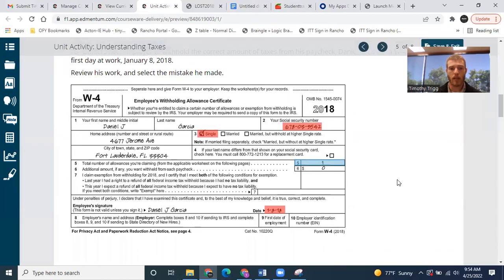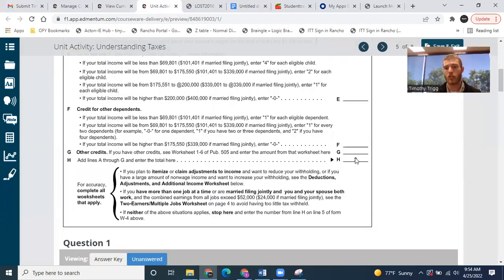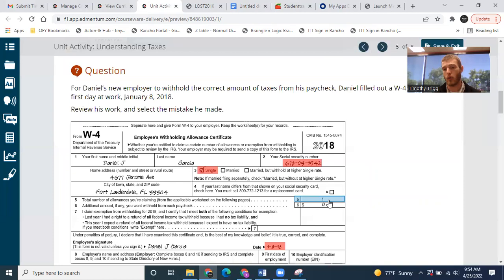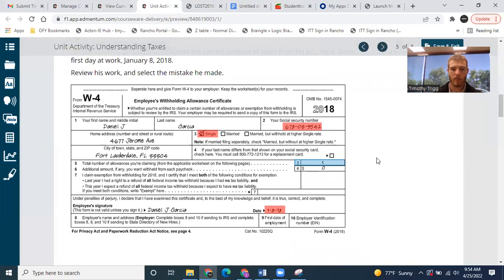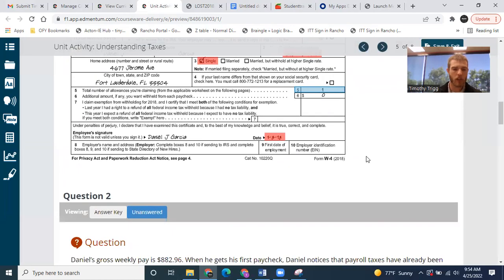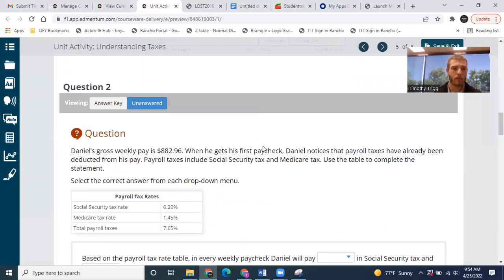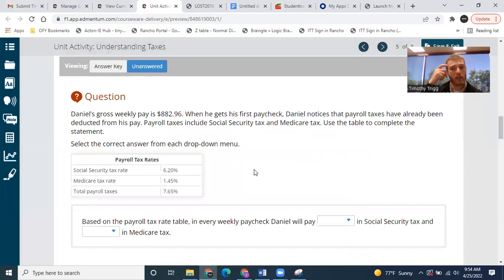So the problem here is right here. This is the number of allowances. This number comes from, again, the worksheet above. Line H is what number can go here. So that's the mistake he made for filling out his W-4. Let's go ahead and move on to question 2. And this one has to do with how much taxes he's going to pay on a weekly basis.